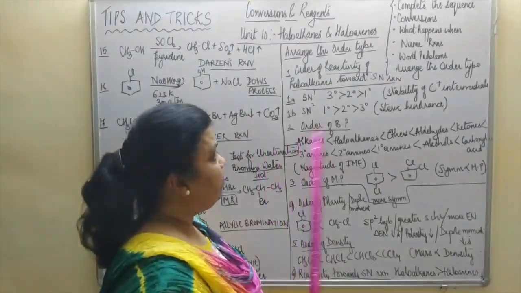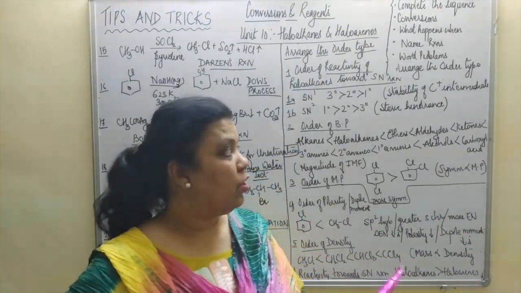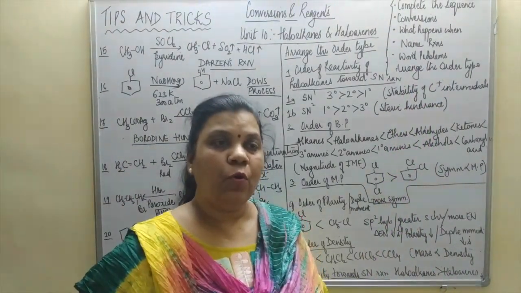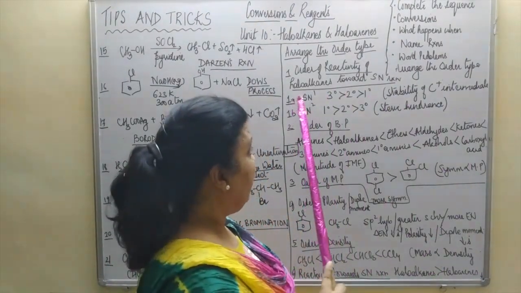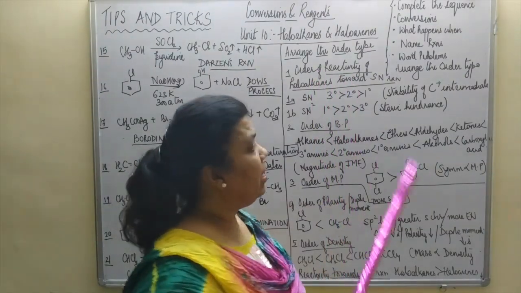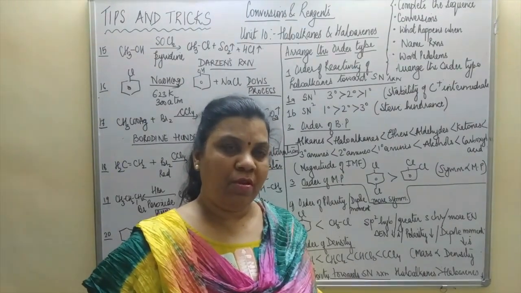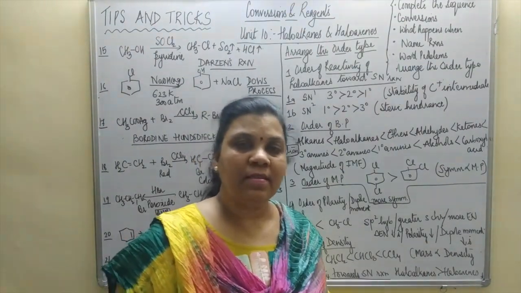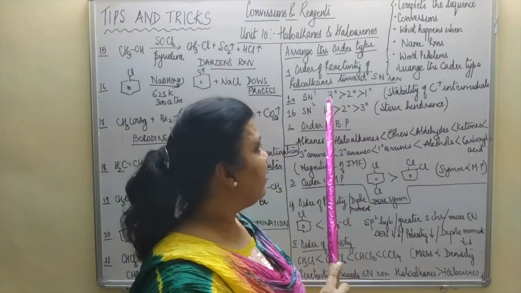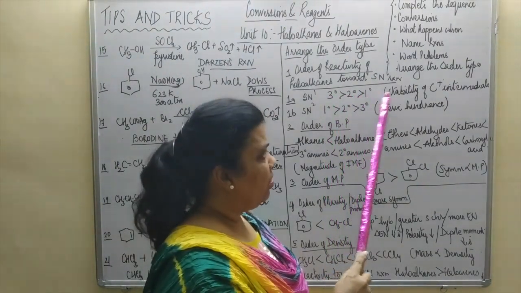Now we come to, in the same sequence, let us do a few arrange-the-order type questions related to this chapter. Arrange-the-order type questions often come for maybe 1 or 2 marks in your board examination. So let us see. And this is number 1, very, very important: order of reactivity of haloalkanes towards the SN reaction. We have already discussed that for the SN1 reaction, the order of reactivity of alkyl halides is 3 degree more reactive than 2 degree than 1 degree.